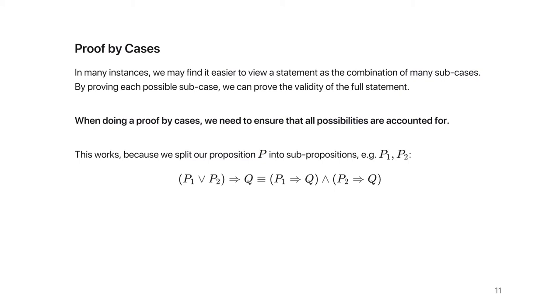And the important thing to worry about is that in a proof by cases, we need to ensure that all possibilities are being accounted for. Okay? You can't miss any elements in the set that we're concerned with.